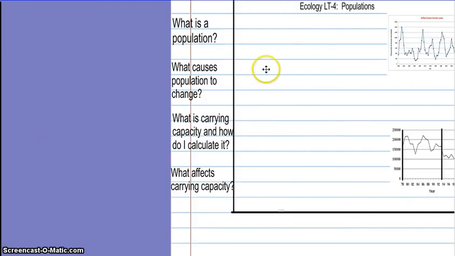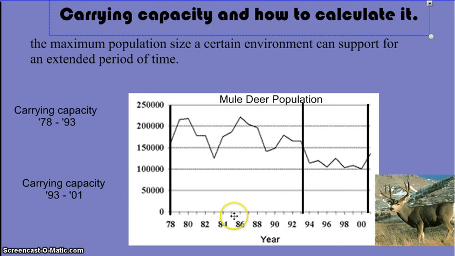Okay, so you should have been writing some notes in this section right here. What causes a population to change? And now we're going to talk about carrying capacity. Here's another graph of population. This is a mule deer population between 1978 and 2000. This is from Texas. And the carrying capacity is this.